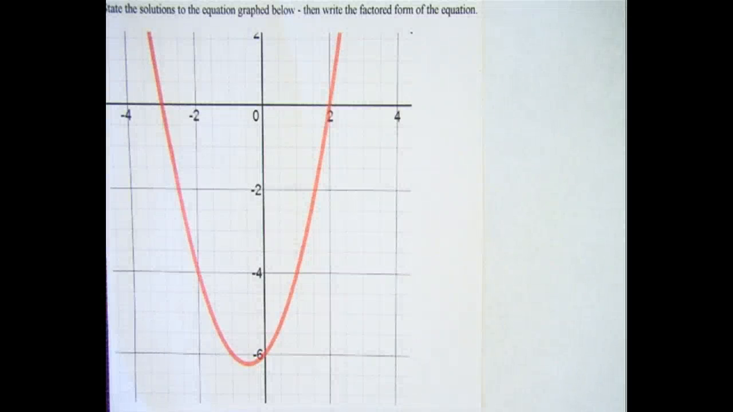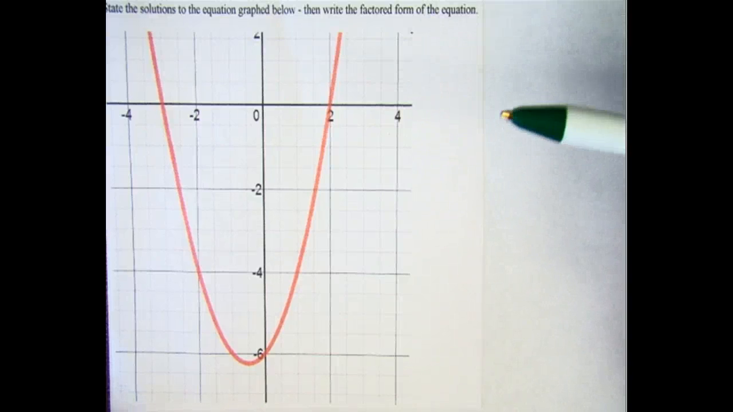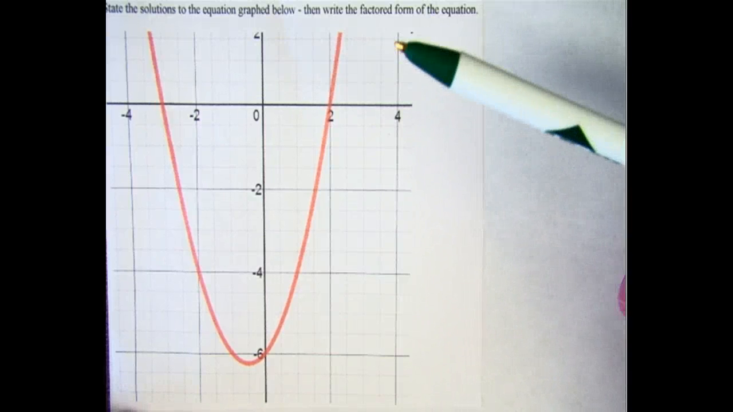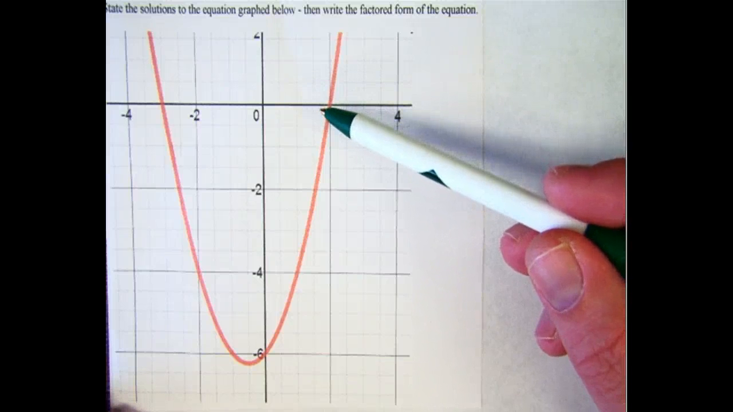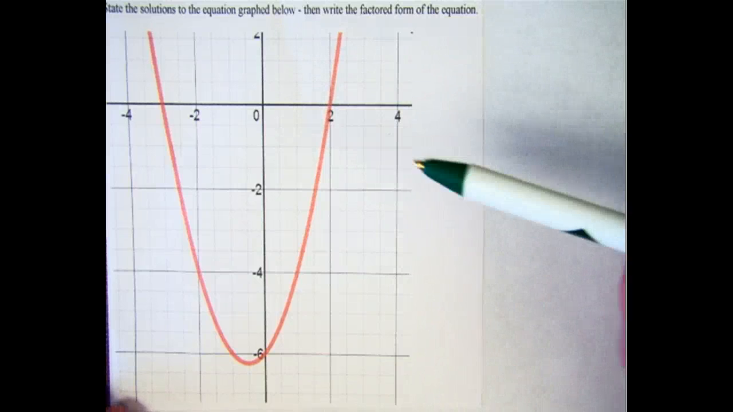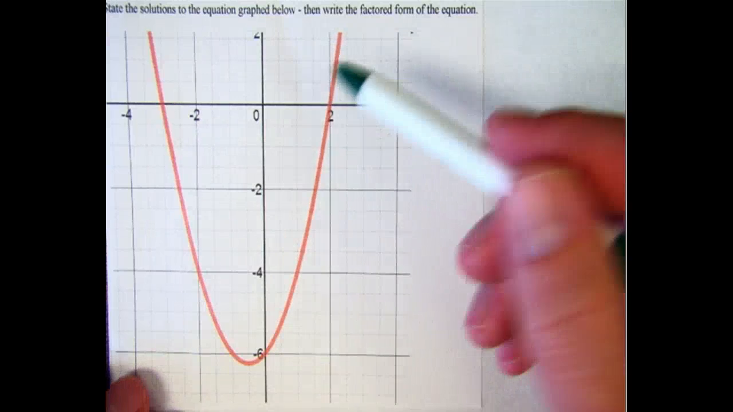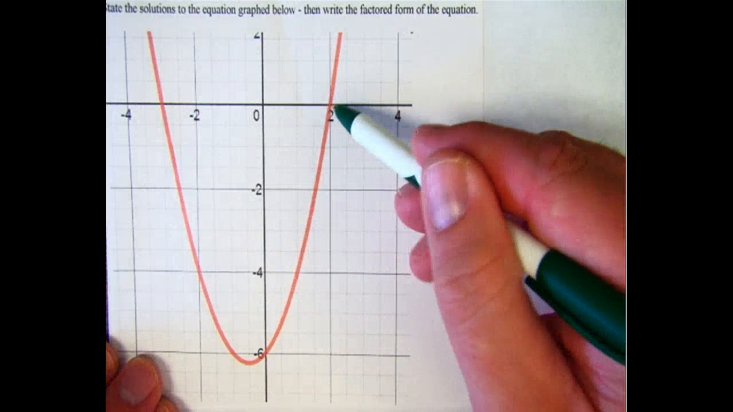State the solutions to the equation graphed below, then write the factored form of the equation. All right, so what we're going to look for here are the solutions to the equation, and you have to know that the solutions mean the zeros, the roots, the x-intercepts of this equation. So let's find our x-intercepts.